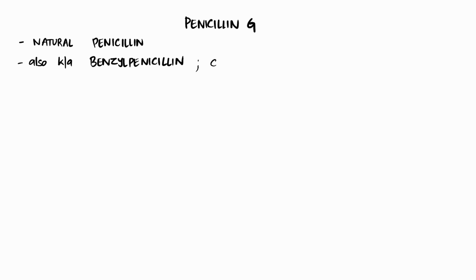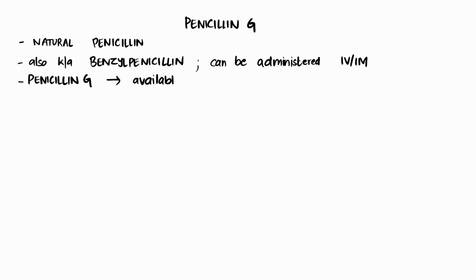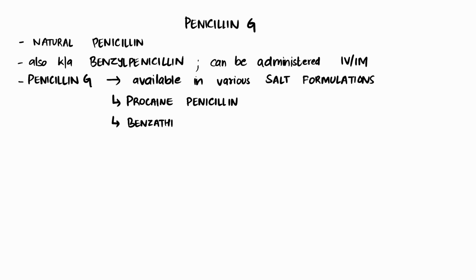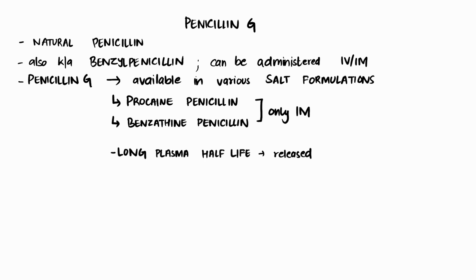Now we will go through each of these drugs in detail. The first we have is Penicillin G. It is a natural penicillin. It is also known as benzyl penicillin and can be administered intravenously or intramuscularly. Penicillin G is available in various salt formulations. We've got procaine penicillin and benzathine penicillin. Both can be administered only intramuscularly. These forms of penicillin G have long plasma half-lives as the drug is released very slowly into the bloodstream.